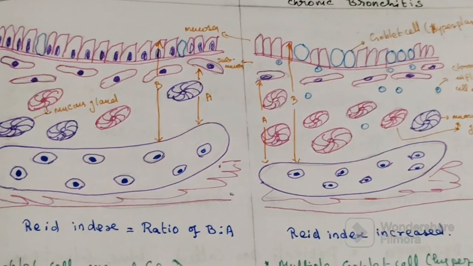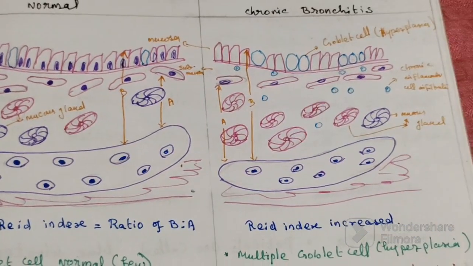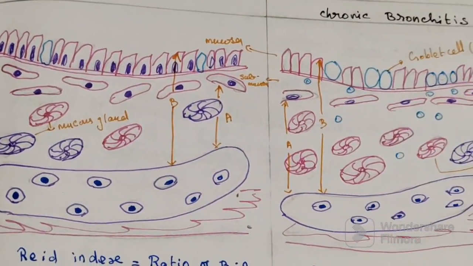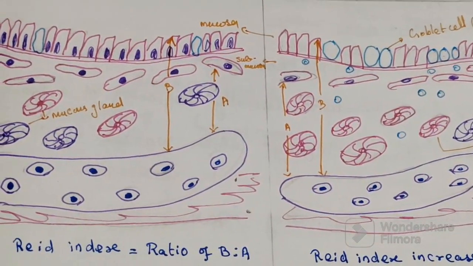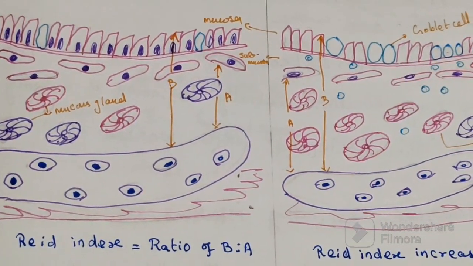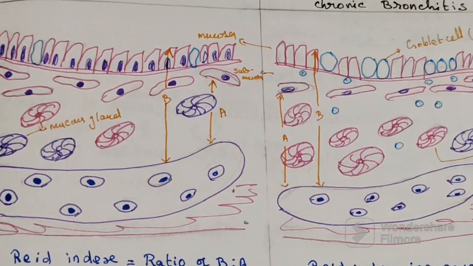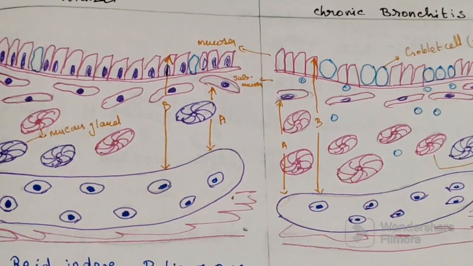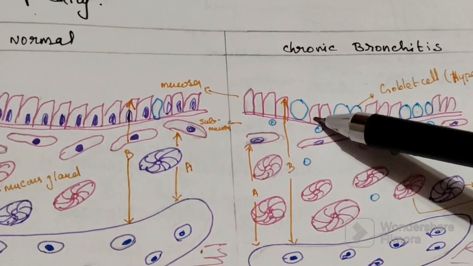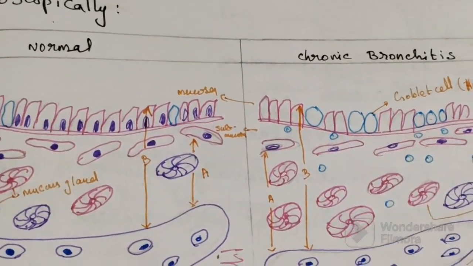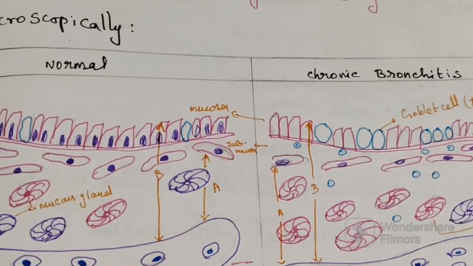No difference between both layers, muscularis propria and serosa. What is Reid index? Reid index is a ratio; whenever there is a numerator, there is a denominator. What is the denominator? The denominator is the total submucosa thickness. That is just the denominator in both of them.